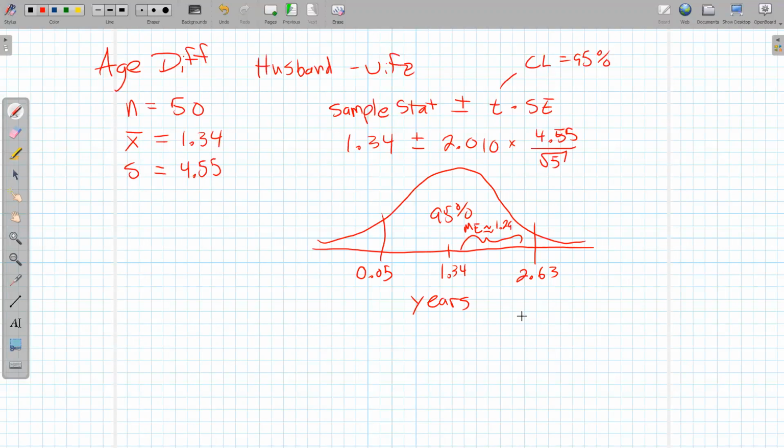Now, the interesting thing, if I ask the question, is the husband on average older than the wife? Well, a difference of 0 is over here. So this would be, they're the same age, no difference. Is no difference in my interval? The answer, it's not in there. So I think there is a significant difference between the age of the husband and the wife. Even more than that, the husband seems to be older on average. Okay. To test that further, we need a hypothesis test.